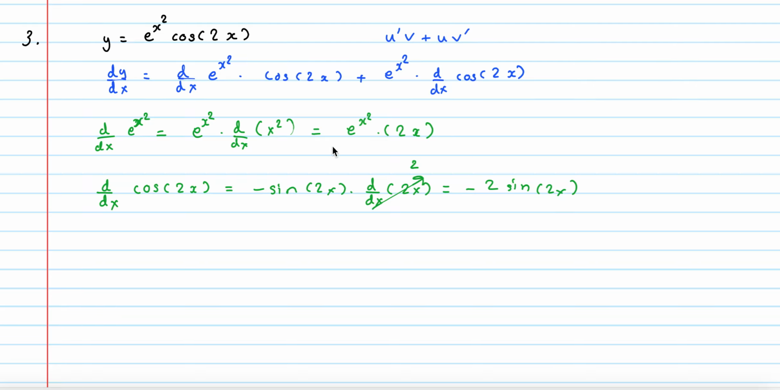We can just rewrite all these parts in our final expression. So in the end, we will get 2x times e to the x squared times cosine of 2x, plus, oh sorry, minus here, minus 2 e to the x squared sine 2x. Okay, that's all.